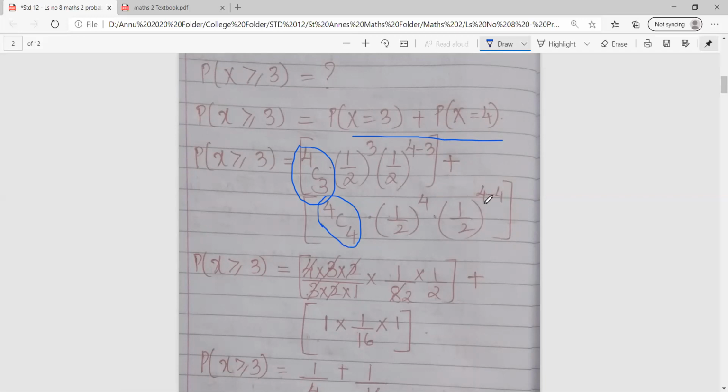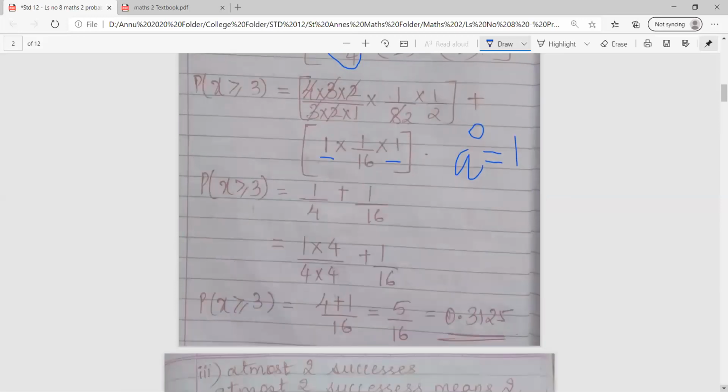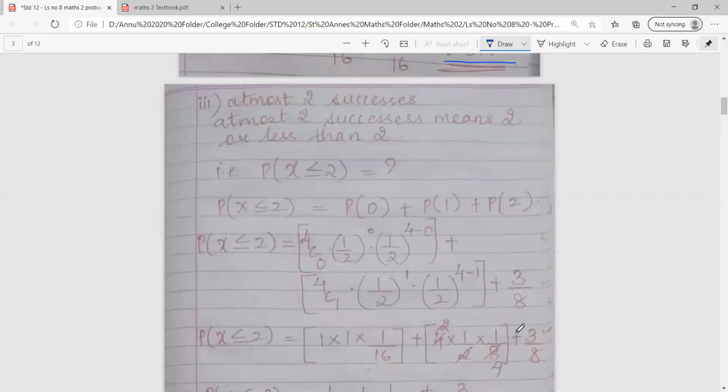Similarly, half raised to 0, 4 minus 4 is nothing but 0. Anything raised to 0 is 1. याद रखना logarithm का property है. Anything raised to 0, or a raised to 0, is considered to be 1. So that is why you can see I have written 1 on both the sides. So after solving both of them separately, you can add it as you can see. 1 upon 4 plus 1 upon 16. So I'll make the denominator same into 4 into 4. So 4 plus 1, 5 upon 16, answer is 0.3125.